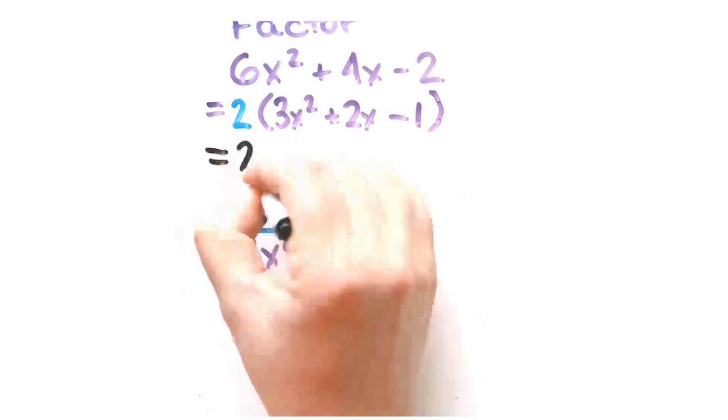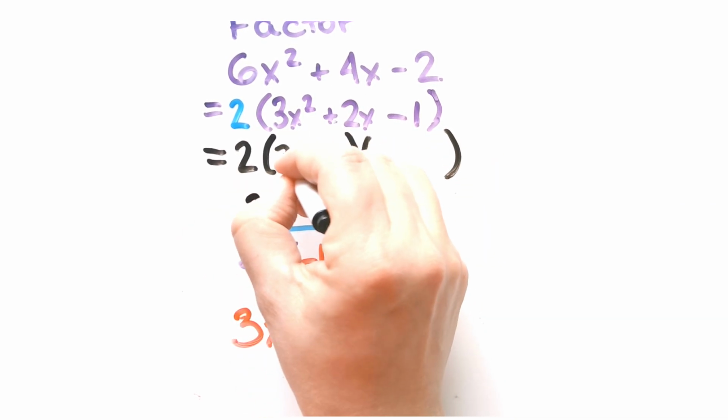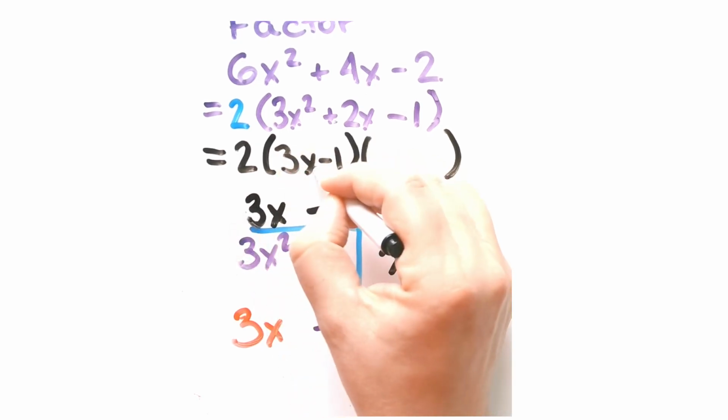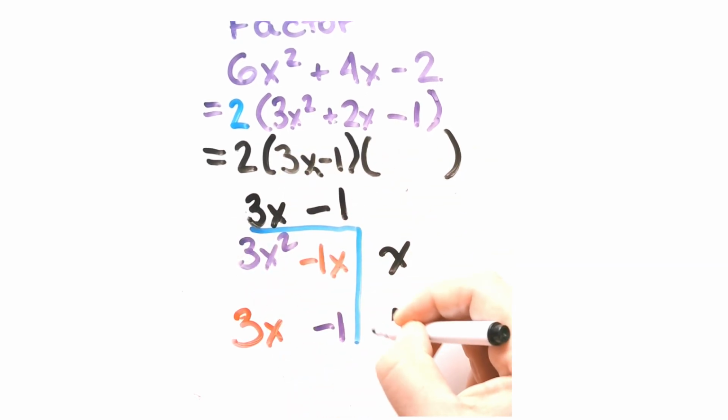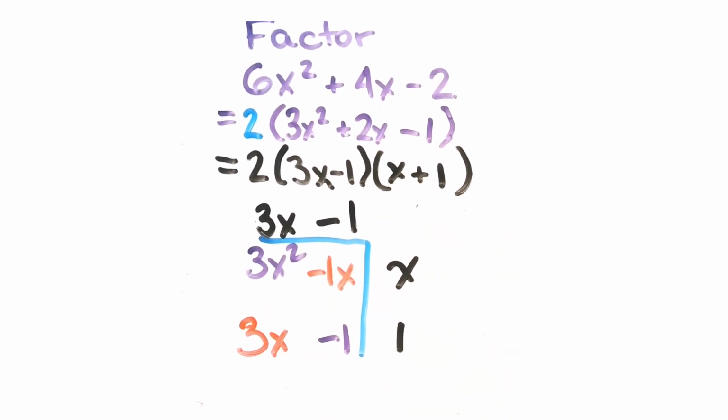And now, I still have that 2 that's been factored out, but all I need to do is just put this 3x minus 1, that makes one of the factors, and x plus 1. If there's no negative, that means it's a plus. X plus 1, that makes it the other factor. And that's how quick it is.